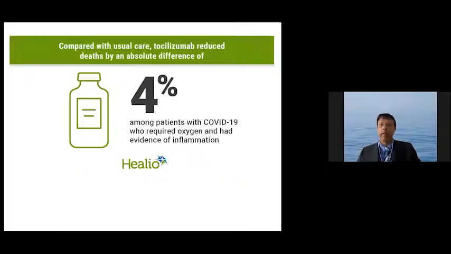So what it said was that compared to usual care, tocilizumab reduced death, an absolute difference of 4%, among patients with COVID-19 who required oxygen and had evidence of inflammation. Those were two important points to be noted from this slide. This was the trial that was published, and it was an important step going forward.